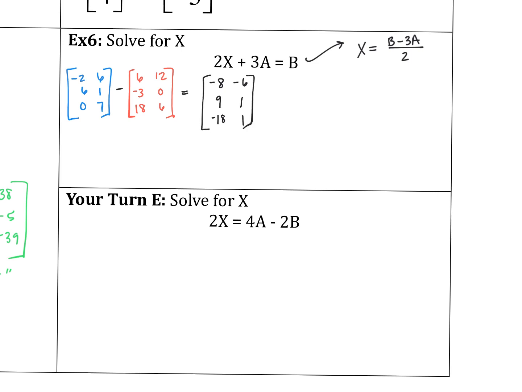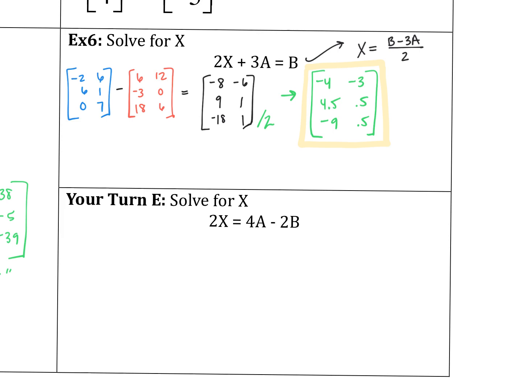We're almost done, except we're at this point now where we've done b minus 3a, and this is the resulting matrix, not vector, that's last unit, yikes. And now we're going to divide that matrix by 2. So every single element in this matrix will be divided by 2, or you can think of it as multiplied by 1/2. So negative 8 divided by 2 is negative 4. 9 divided by 2 is 4.5. Negative 18 divided by 2 is negative 9. Negative 6 divided by 2 is negative 3. And 1 divided by 2 is 0.5, and then 0.5 again. So that is our final answer.